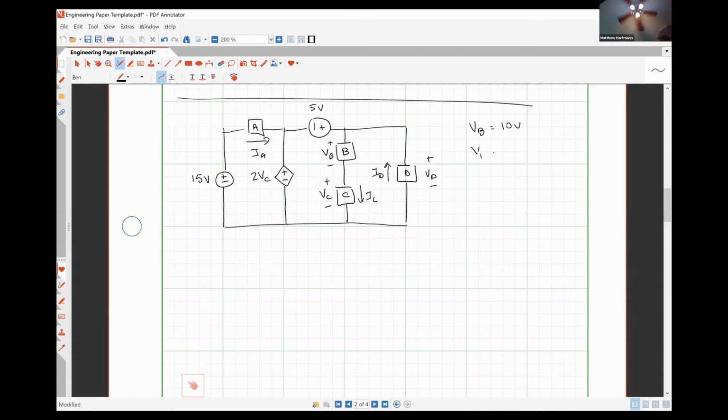VD is equal to negative 17 volts. IA is equal to 7 amps. And IC is equal to 5 amps. ID is equal to negative 2 amps. We want the power absorbed by the dependent source. So that means I want to figure out what this current is. I'm going to call it I dependent.